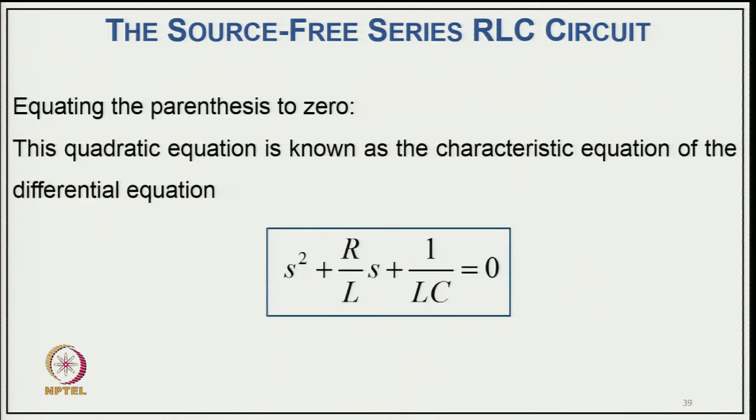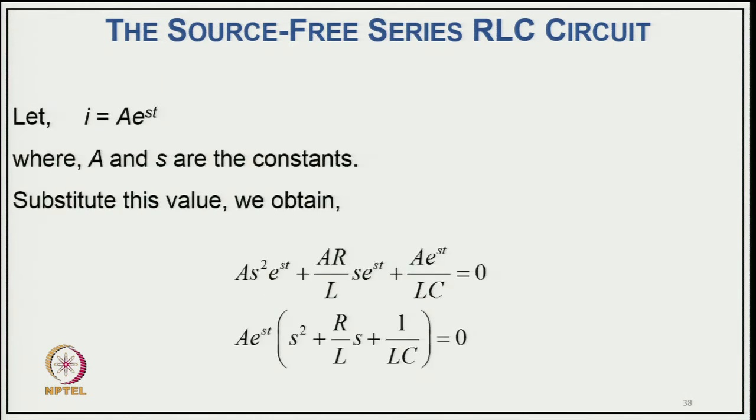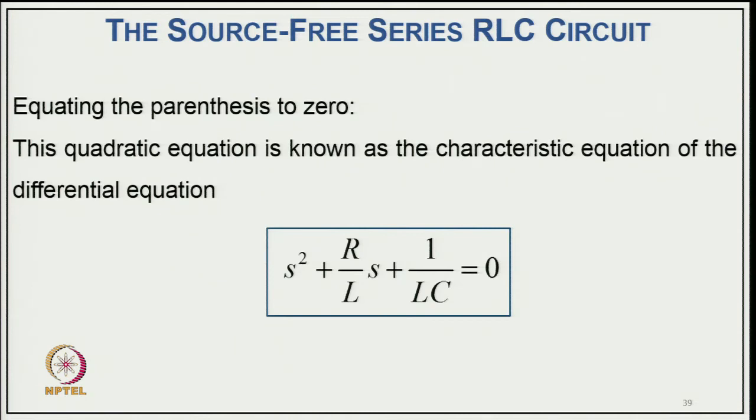Now, we equate the parenthesis part to 0, because out of these two terms, one should be 0. Of course, we know A e^(st) will not be 0 because current is flowing; if current is not 0, then the parenthesis part is 0. So, this quadratic equation is known as the characteristic equation of the differential equation. That comes in the form of s² plus (R/L) s plus 1/(LC) equal to 0.